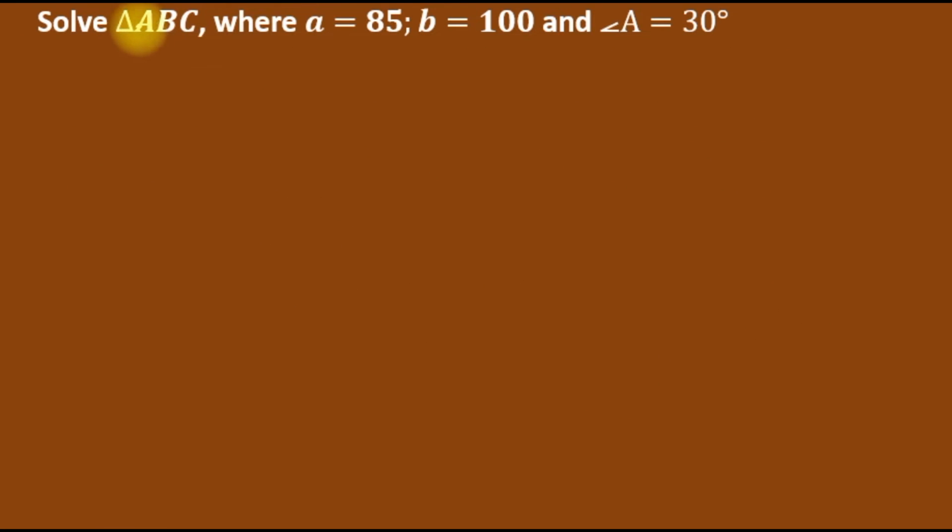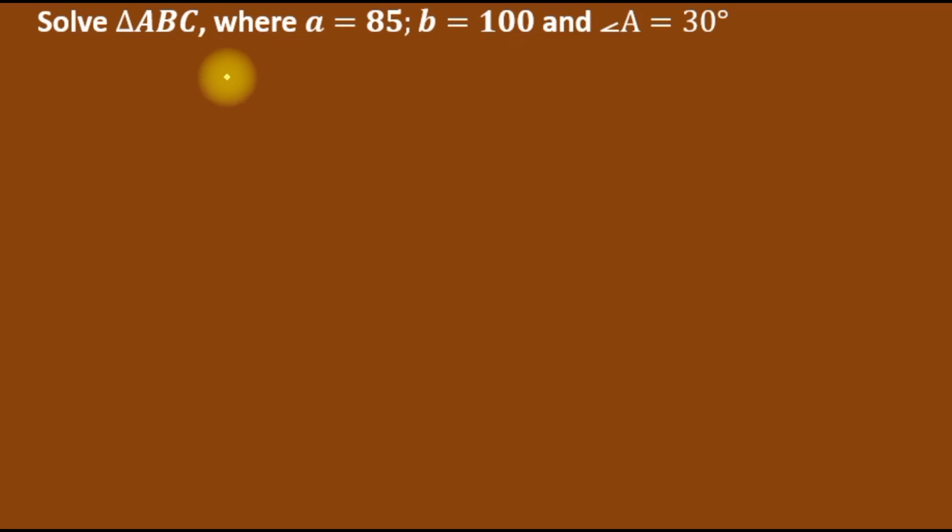So we have to solve triangle ABC, where a is 85, b is 100, and angle A is 30. So this is a case of sine rule. We are given two sides and an angle opposite one of the sides. So let's check. Remember, we have three cases.